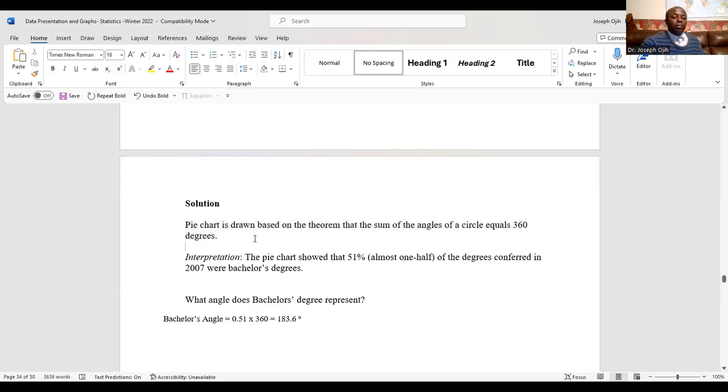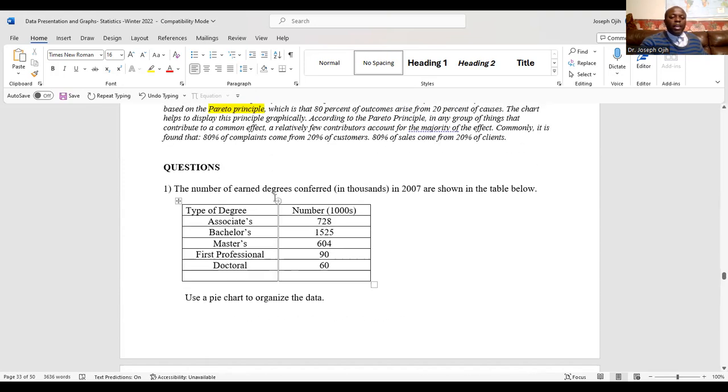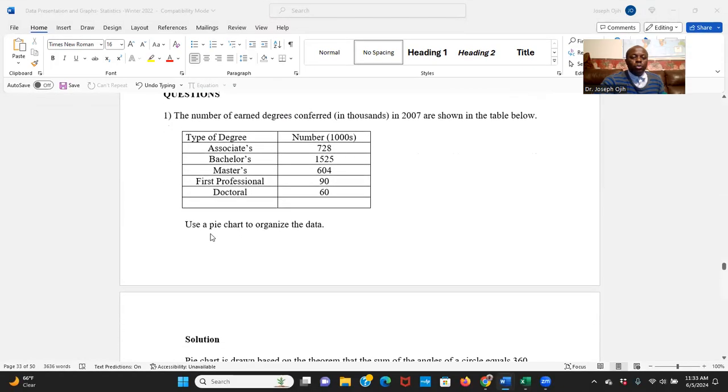Okay. Now, let's draw this one. This one says the number of degrees conferred in 2007 are shown in the table below. Then it says use a pie chart to organize this data. Normally, when we're doing it with paper and pencil, you have to get the total frequency, then get the relative frequency, and then use it to get your pie chart. Measure. That's what they call a protractor.